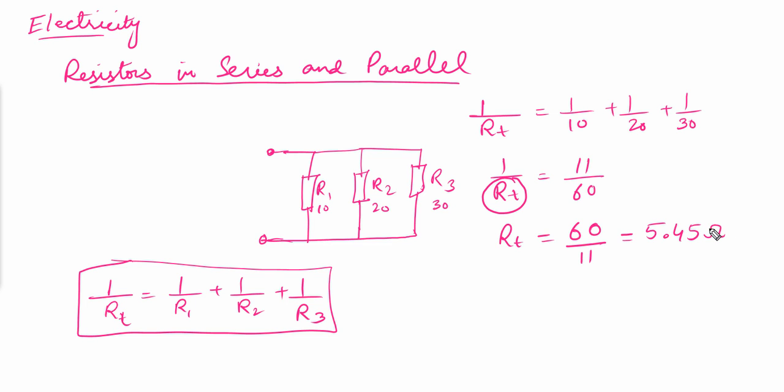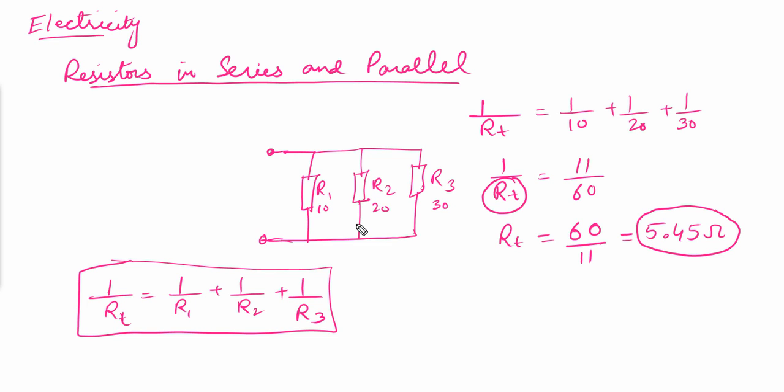5.45 ohms. So now you see the total resistance is less than the smallest resistance in the circuit. This is what happens in parallel circuits. The total resistance of a parallel circuit will always be less than the smallest resistor. So this is it for resistors in series and parallel.